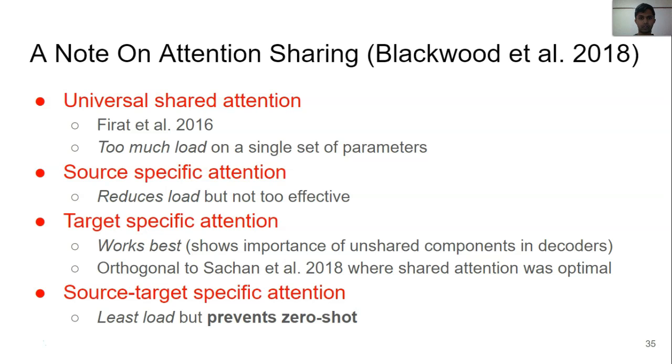It apparently works the best according to Blackwood et al. and some other researchers, and it shows the importance of unshared components in decoders, especially regarding the cross attention components. And finally, you can have source target specific attention, which is what some of the researchers have explored, but despite having the least load on computation or the least load on coupling encoders and decoders, this particular source target specific attention mechanism can prevent zero shot translation.